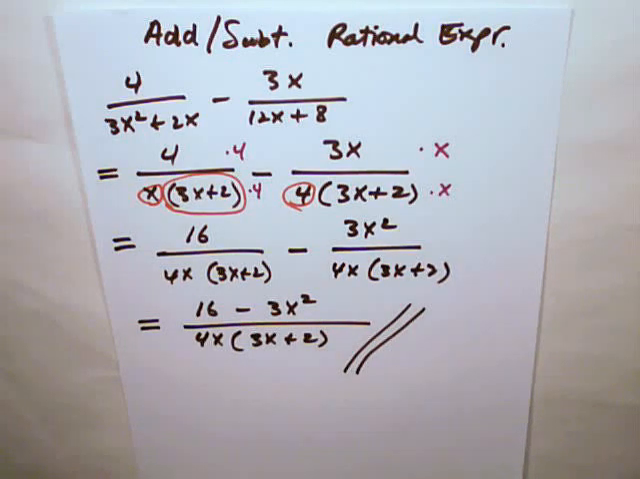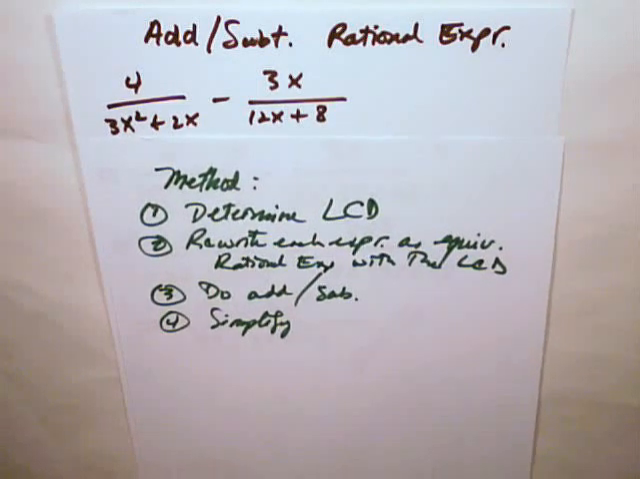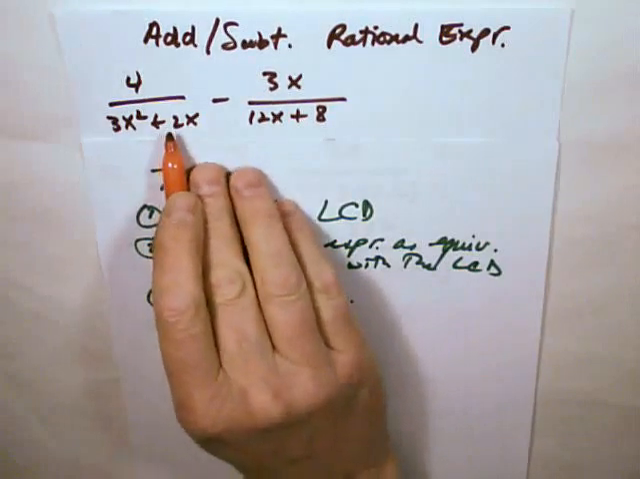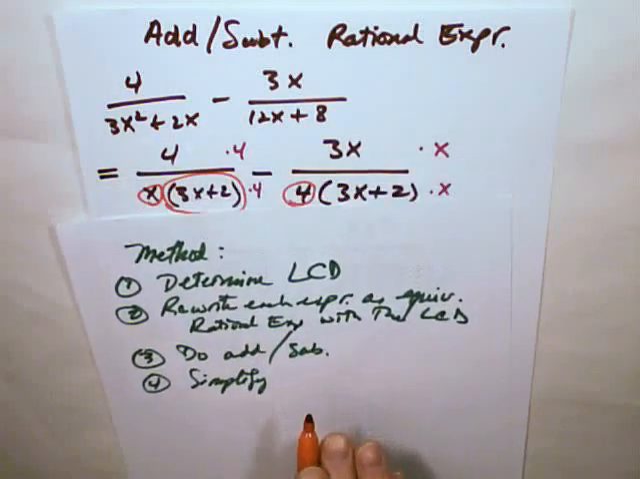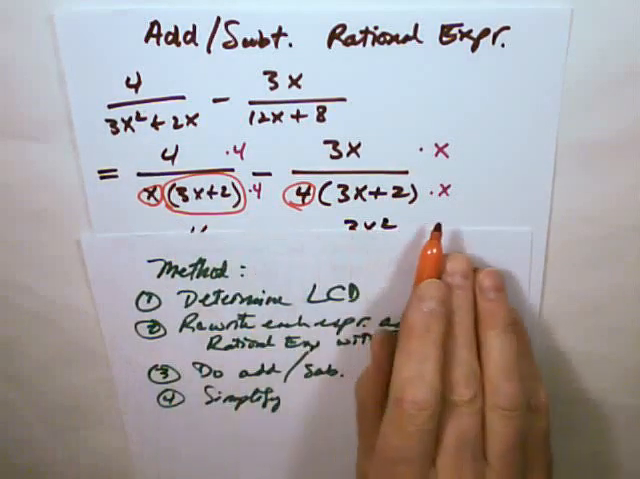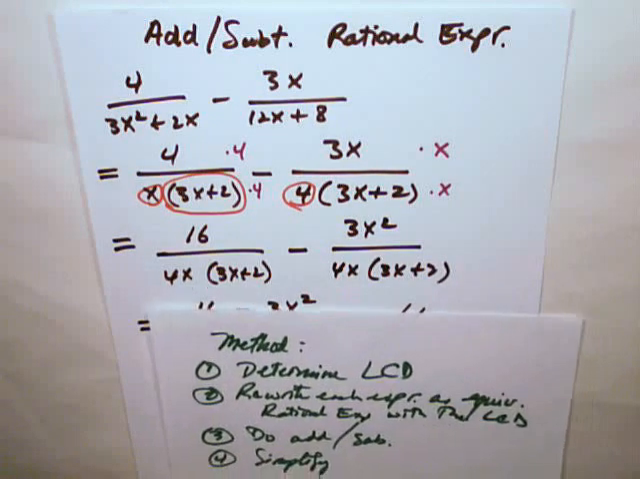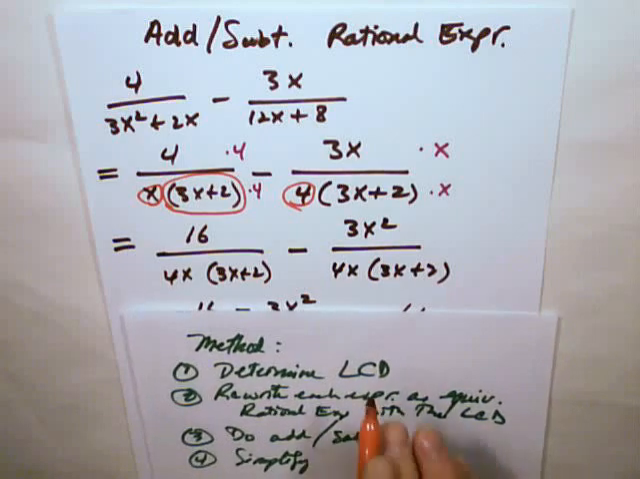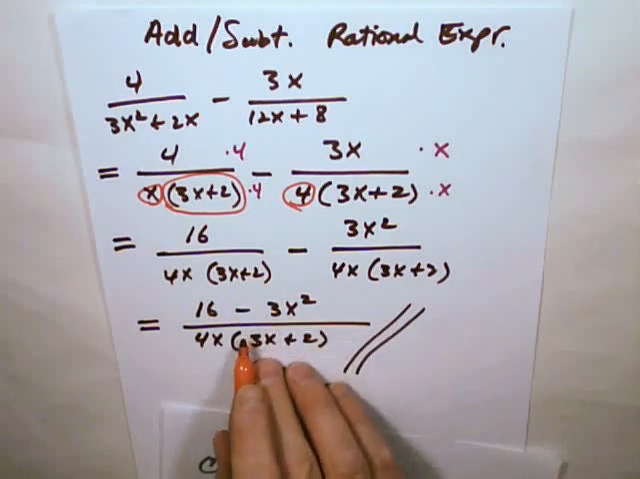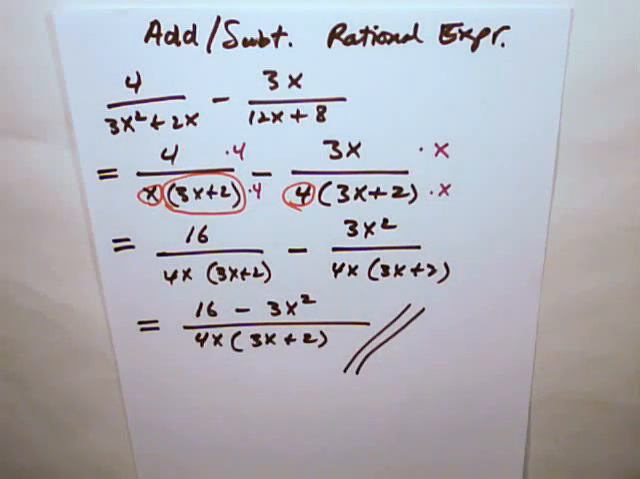So let's review. What did I do in this particular example? Follow those 4 steps. Okay. I took the original rational expressions and determined the LCD. In this particular case, we determined there were 3 factors in the LCD. I rewrote each expression as equivalent with the LCD, did the add or subtract, and then checked to see if there's any simplification. And that's how you do these.